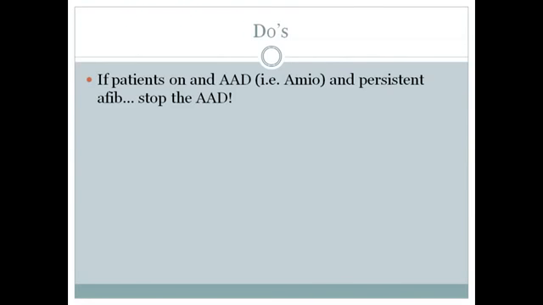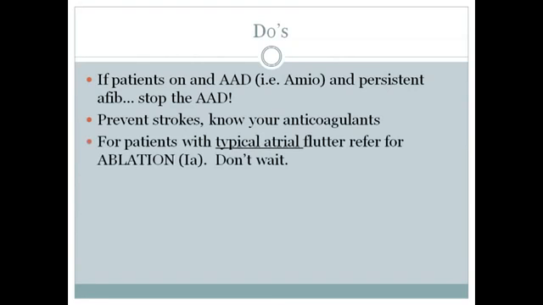Stop it. Amiodarone is bad. It's poison. Stop it. Every time you have the opportunity to stop amiodarone, stop amiodarone. Okay? If you do use it, well, just monitor it. Okay? Thyroid function, liver function, lung function. Prevent strokes, use your anticoagulants, get used to the new ones that are common.